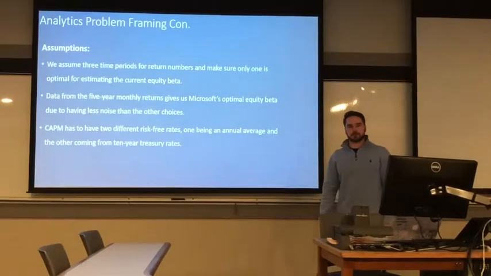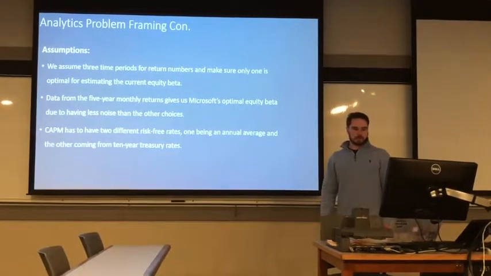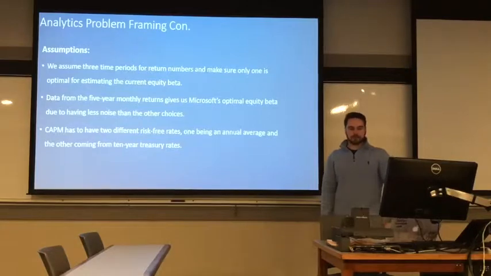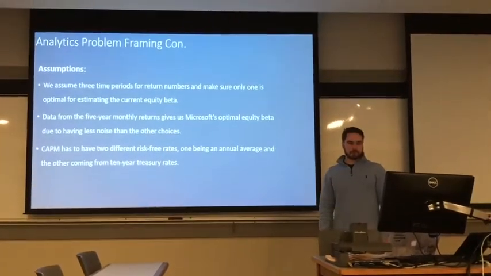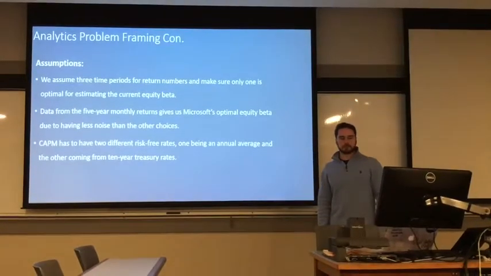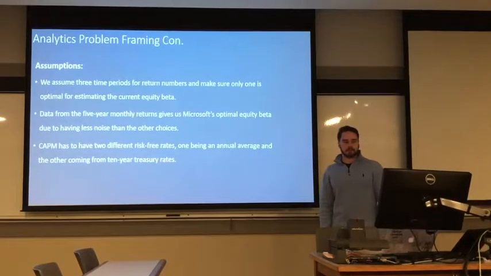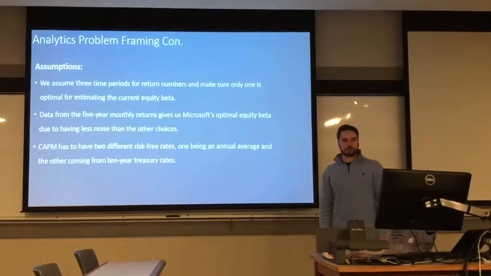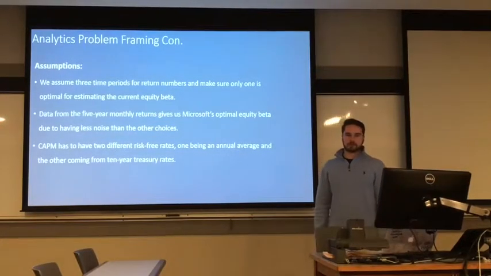For this project, we had to make a couple assumptions. The first assumption we made was that we used 3 time periods for the return numbers, finding the optimal equity beta. Secondly, we assumed that the 5-year monthly return data gives us our optimal equity beta. Our third assumption is that the CAPM has to have 2 different risk-free rates, one being an annual average and the other coming from 10-year treasury rates.